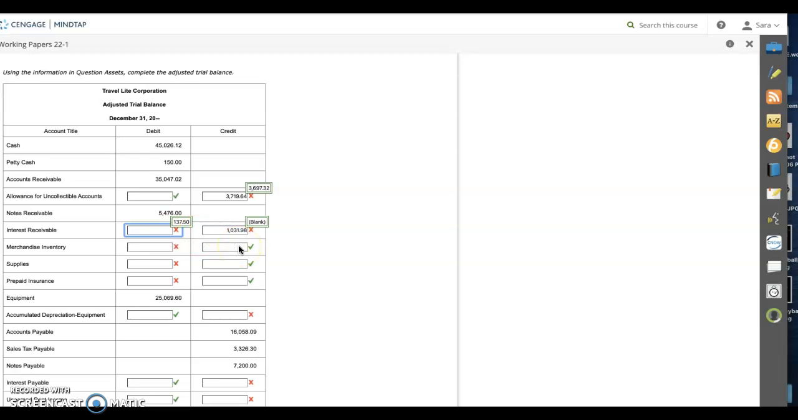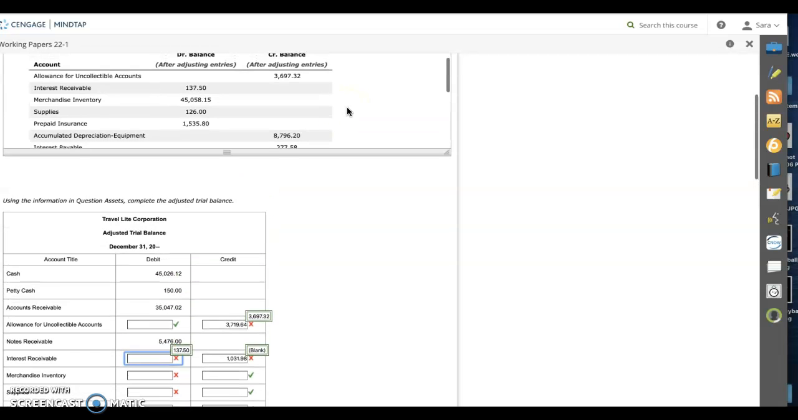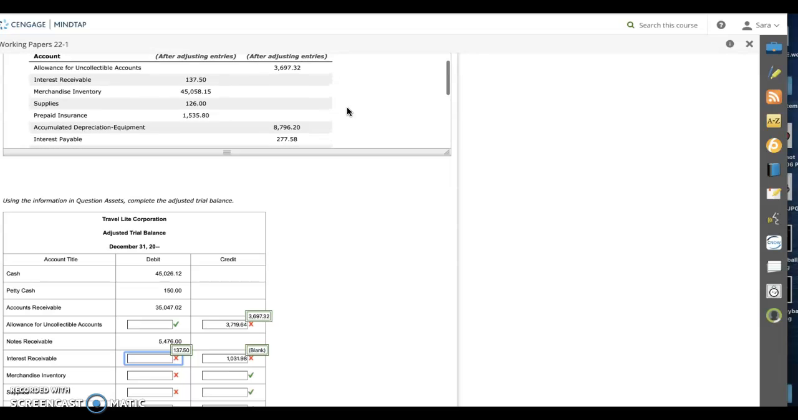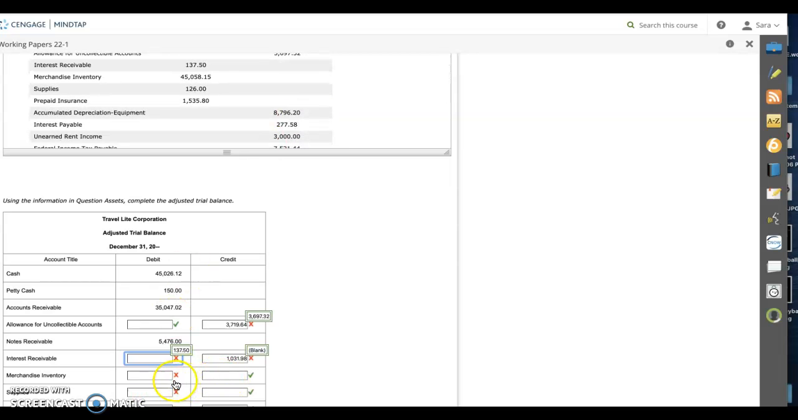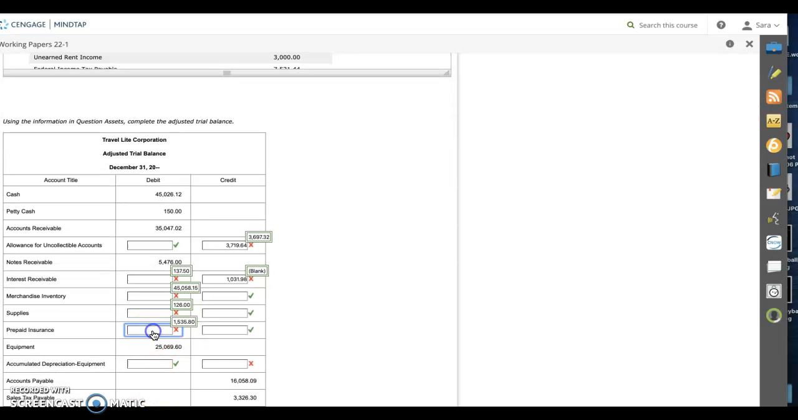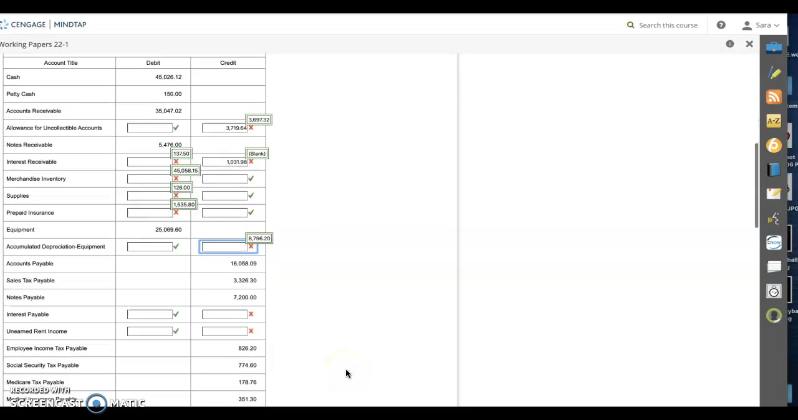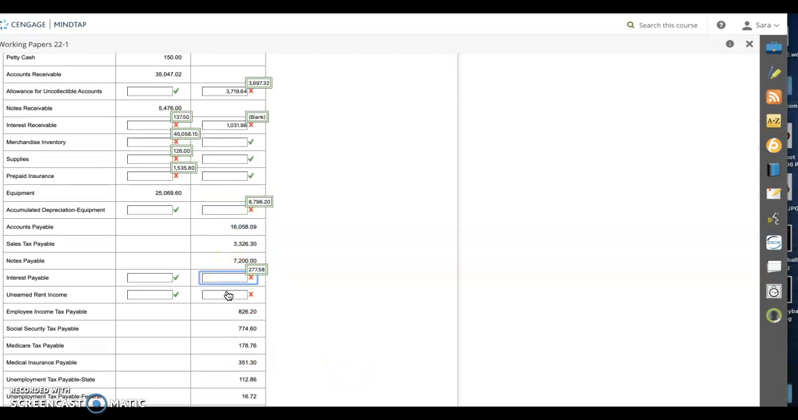Okay, so interest receivable, I'll go back and show you how to calculate that. So we have 137.50, and so that's just what we are putting there. Same thing with allowance for uncollectible accounts. So no calculating, just looking here and moving them into the right columns. So another part that should be fairly simple to do.